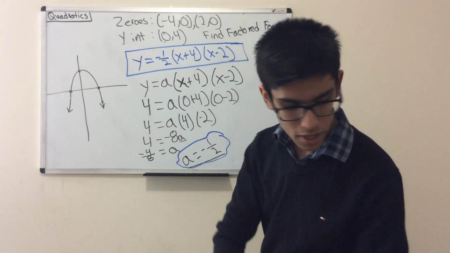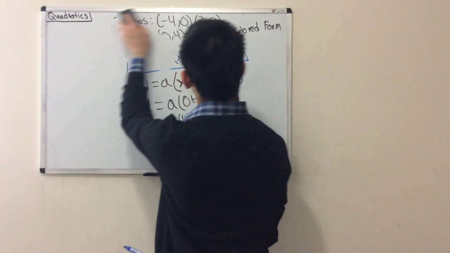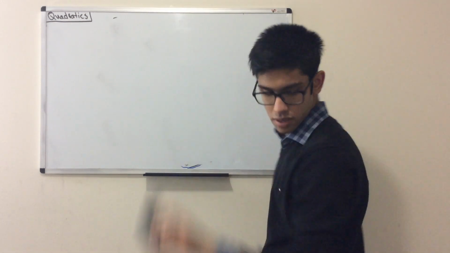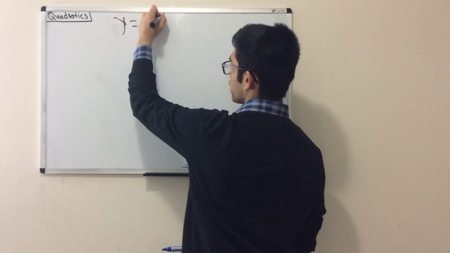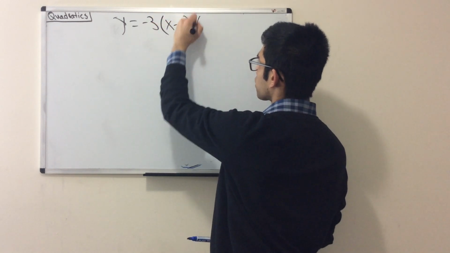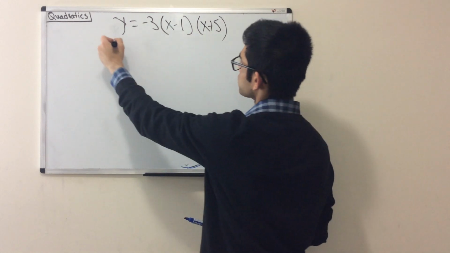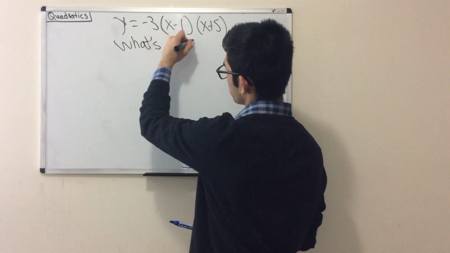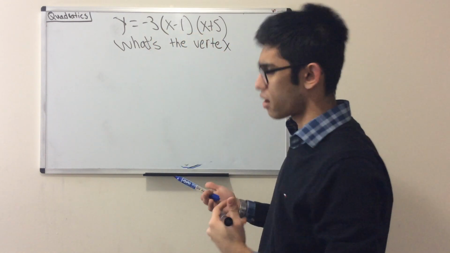I'm going to do one more problem that I noticed. This one's going to be much shorter though. So let's say they gave you an equation such as y equals negative 3, x minus 1, x plus 5. Right? So they gave you an equation like that, and they asked you, what's the vertex? This is a very common question you're going to run into in any quadratics unit. This is supposed to be very basic. So how do I find the vertex?